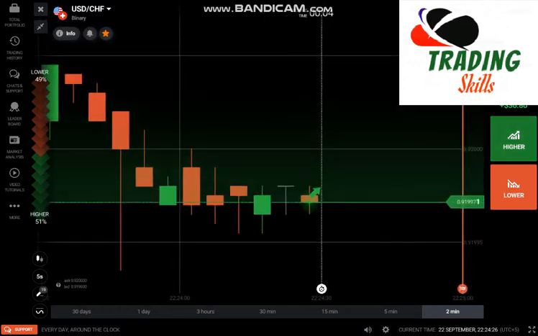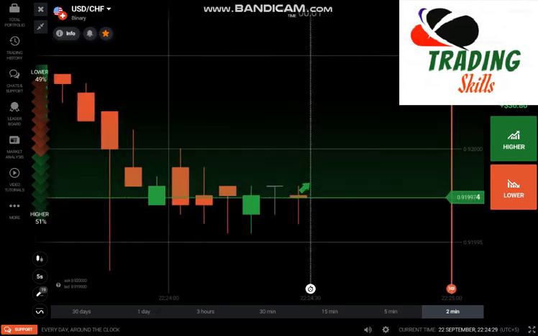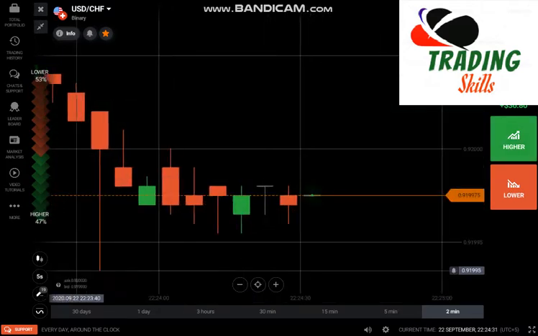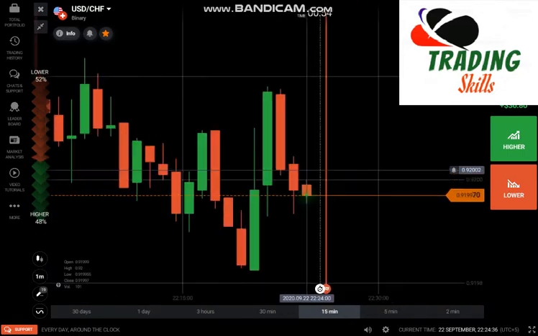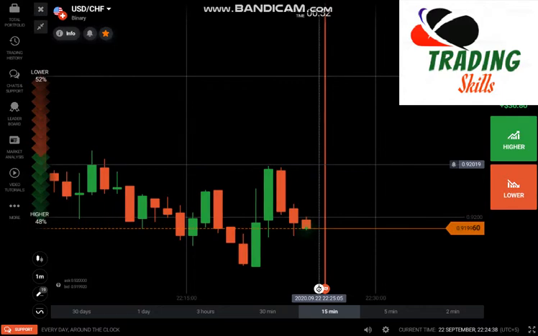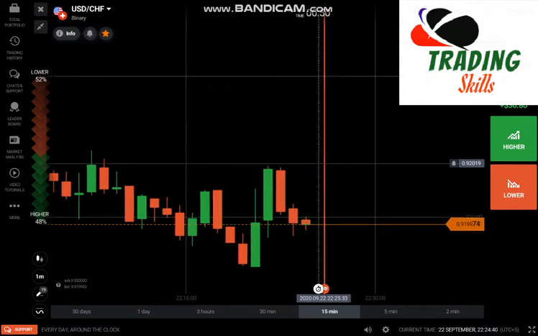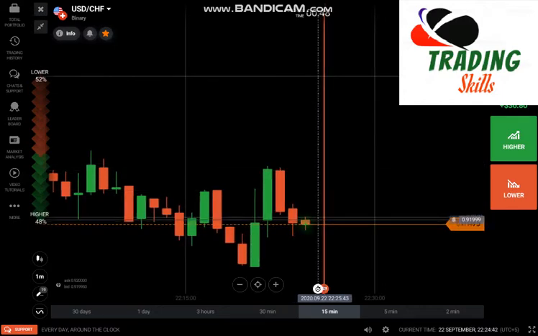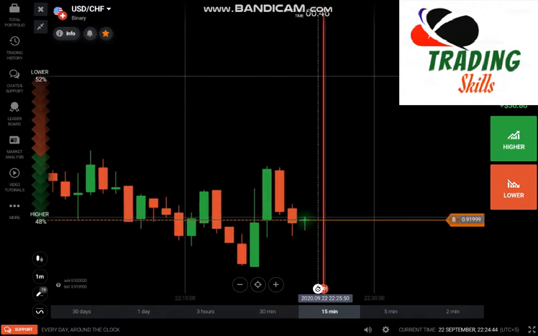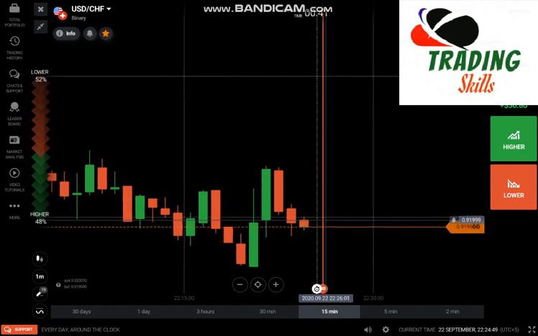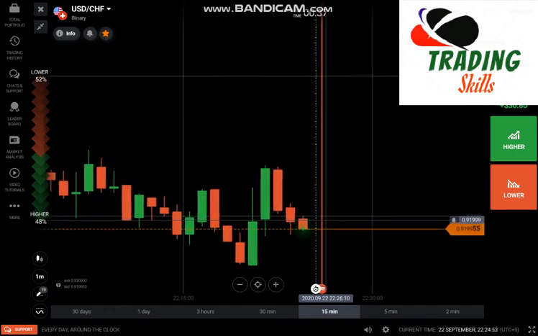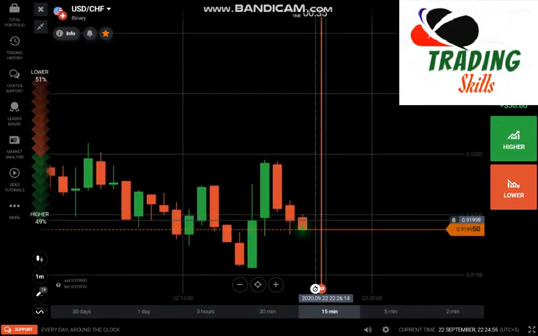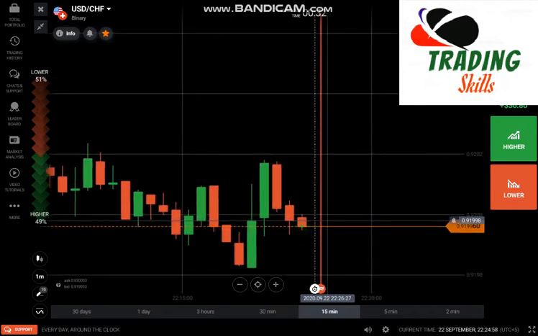Now I cannot go with buyers. So let's see what happens here. This candle can go up and it can make a bullish candle too, because the thing is you need to identify the level. You need to learn this. This is the most important thing we need to do.